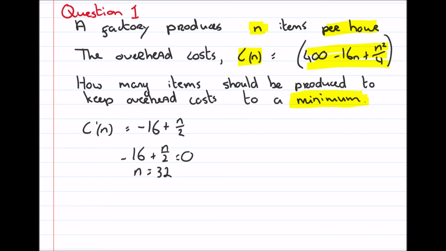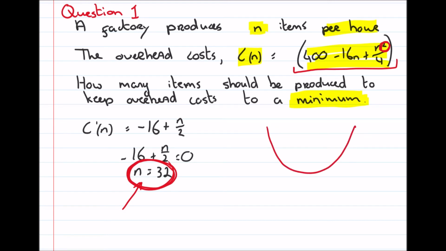Using a bit of algebra, I get n equals 32. So I would presume then that in order to keep overhead costs to a minimum, I should produce 32 items. However, how do I know that's not a maximum? How do I know that this figure is not the maximum rather than the minimum? Well, the first way I know is if I look at the function. It's a positive n squared function, which means it's going to be that shape, which means the value it spits out will always be a minimum.